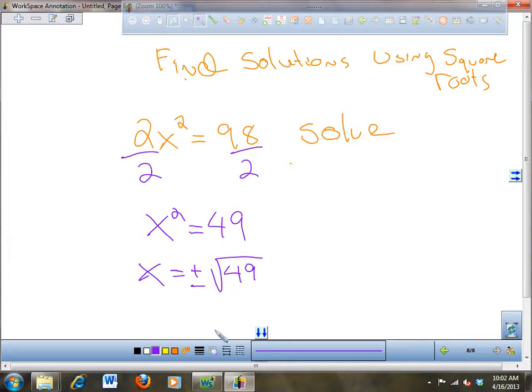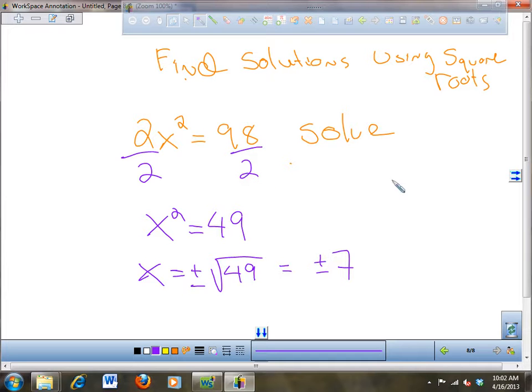We'll just get there, okay? This is equal to plus or minus, what is the square root of 49? 7, okay? Because what's negative 7 times negative 7? 49. And what's positive 7 times positive 7? 49. So when you take the square root of something to solve, you always have to have a plus or minus something.